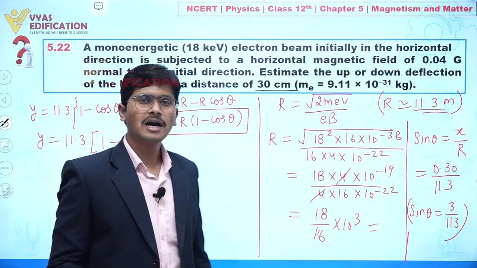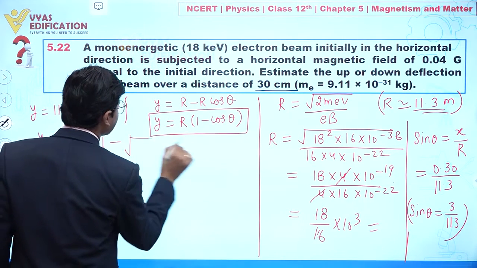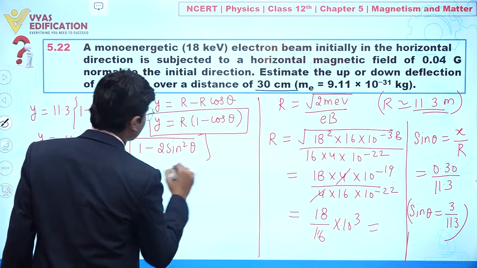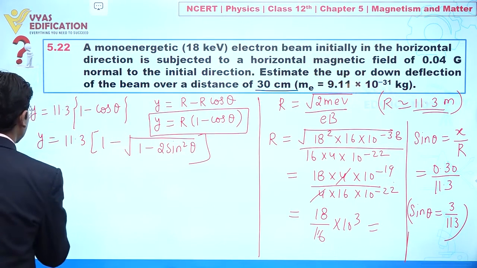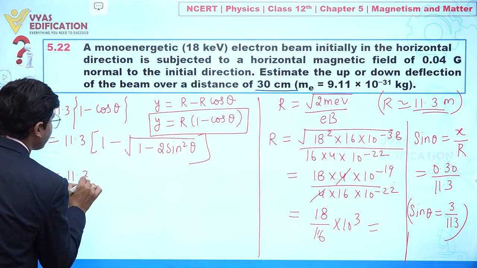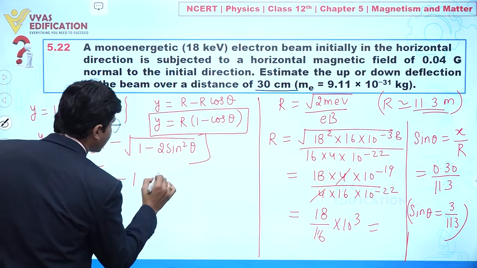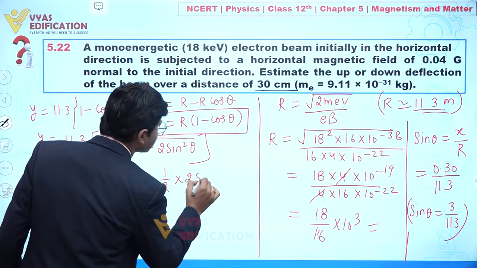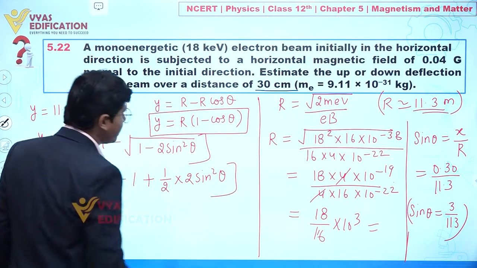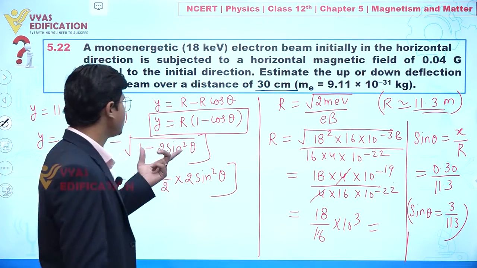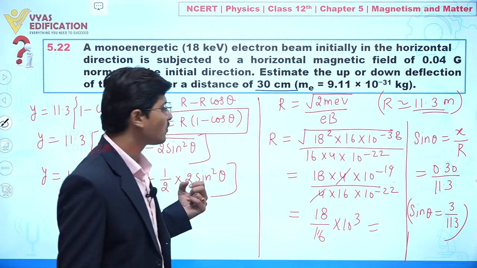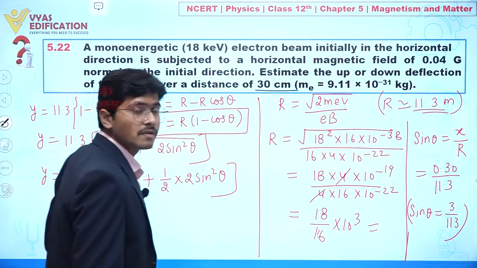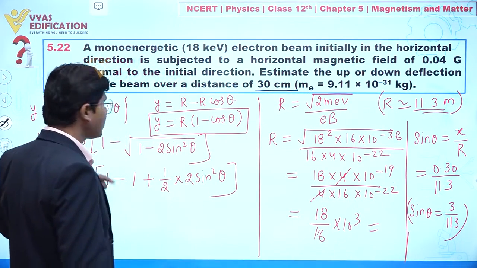Now, cos theta, how can we write cos theta? We can write like this, 1 minus 2 sine square theta under root. Clear? So now we can also write like this, y value, this is 11.3, 1 plus, I can say 1 by 2 into 2 sine square theta. Clear? Actually, I am assuming here the value of this 2 sine square theta is very less compared to 1, because you can see here sine theta value we have 3 upon 113, and we are doing square of it.